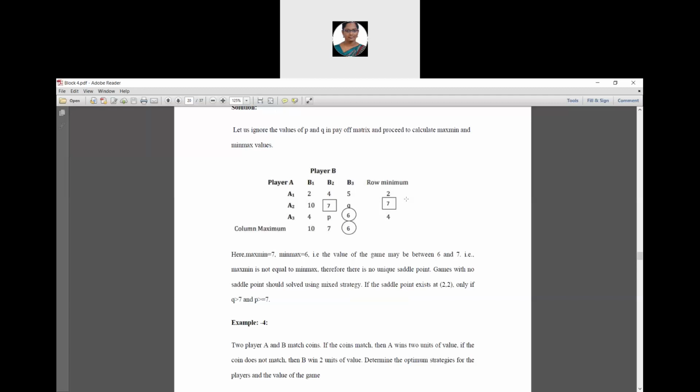After that, maximin is 7, minimax is 6. That is, the value of the game may be between 6 and 7. Maximin is not equal to minimax, therefore there is no unique saddle point. A game with no saddle point should be solved using mixed strategies. The saddle point exists at 2, 2 only if Q is greater than 7 and P is greater than or equal to 7.